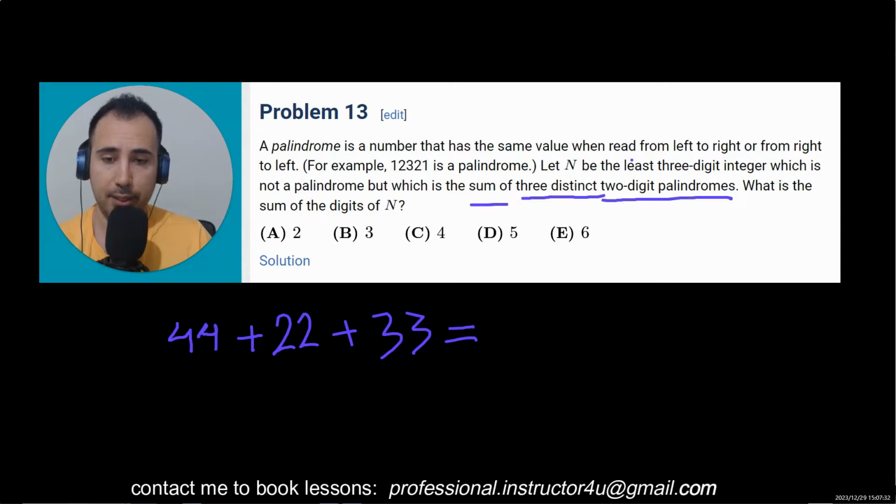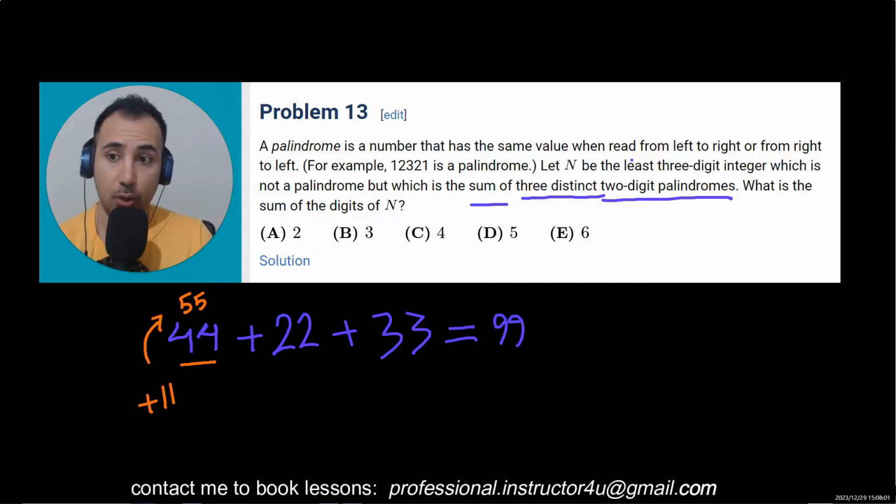Now, what do I get from here? If I have it like this, it's going to be 99. Is it three-digit? No. Now look, it doesn't matter which one I change or how I write it. If I want to increase it one step more, I have to make this one 55. So that means I have to add 11 to it, and there's no other way. There can't be something smaller than this, right? So that means the number will be something like this, right?